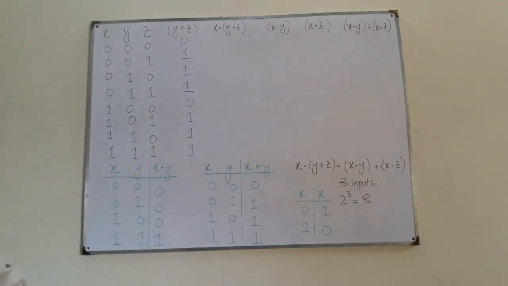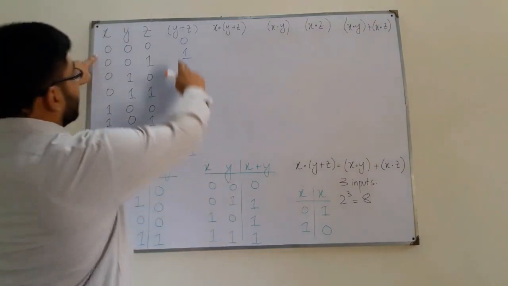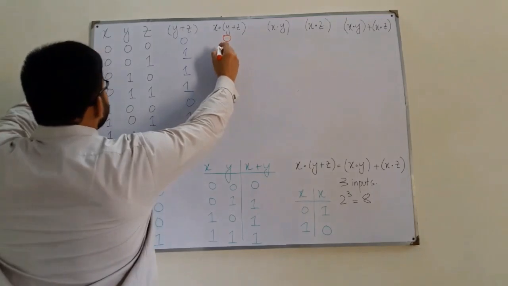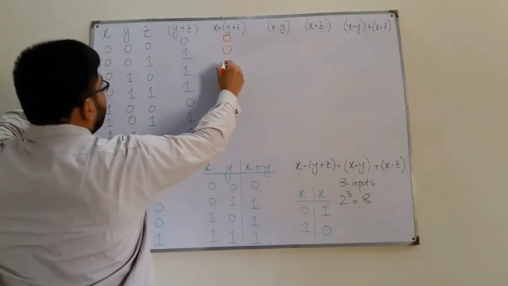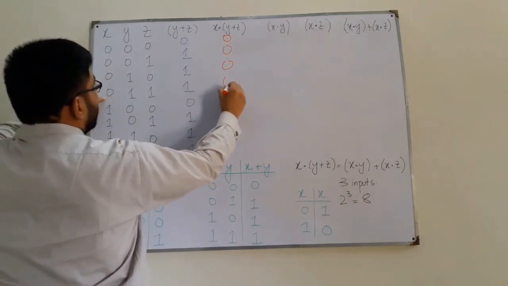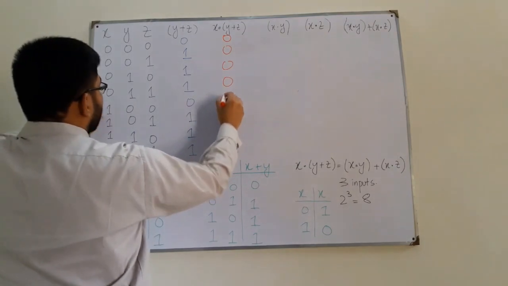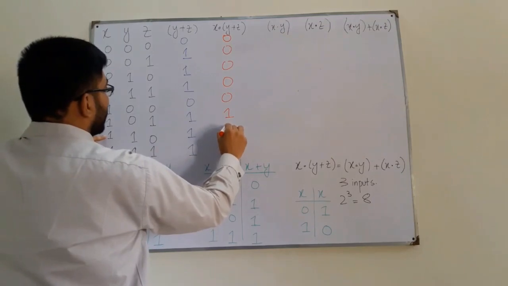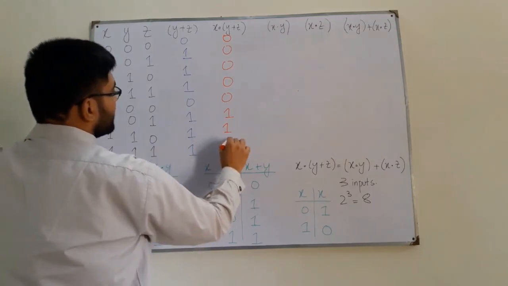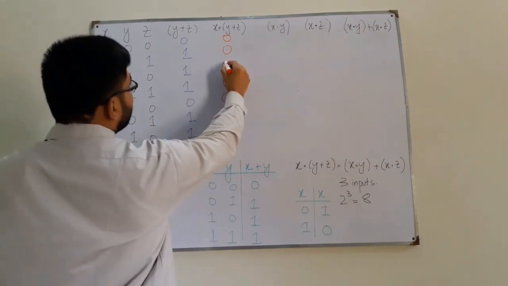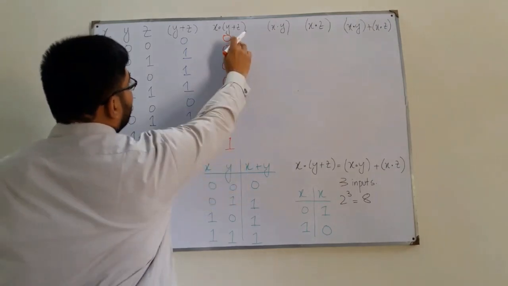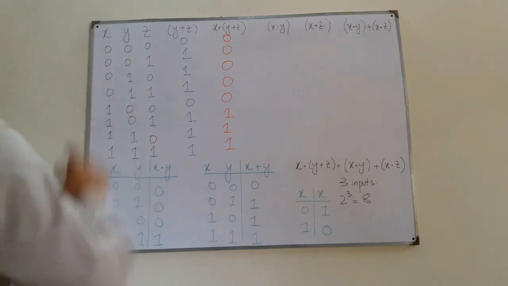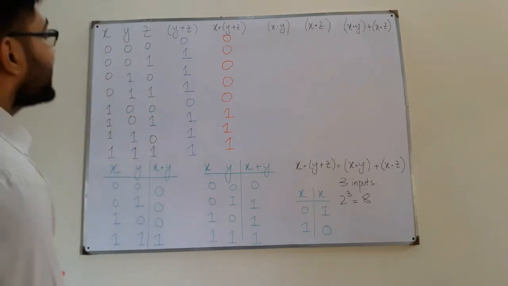So let me write it with a red color. So now look, this would be the AND operation. 0, 0 is 0. 0, 1, 0. 0, 1, 0. 0, 1, again 0. 1, 0, 0. 1, 1, now this is 1. 1, 1, this is again 1. And now this 1, 1, this is again 1. So let me check if we've got 8. 1, 2, 3, 4, 5, 6, 7, 8. Done.